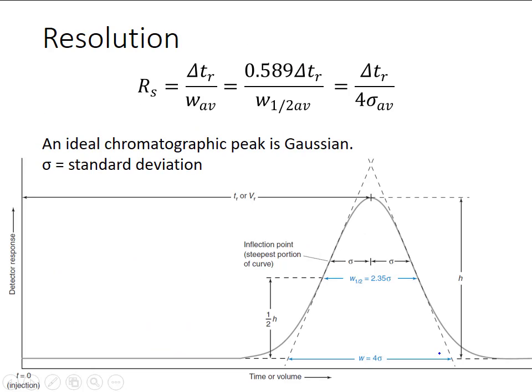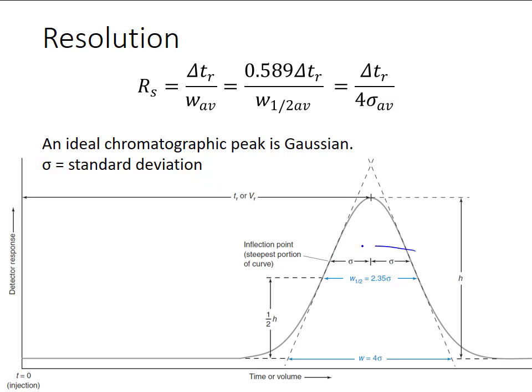So resolution in chromatography, given by capital R sub S, can be defined as the difference in retention times between two peaks divided by the average width of the peaks. The shape of an ideal chromatographic peak is a Gaussian distribution. And as you know from studying Gaussian distributions in other courses, the distance from the inflection point on the peak to the center of the peak is the standard deviation given by sigma.